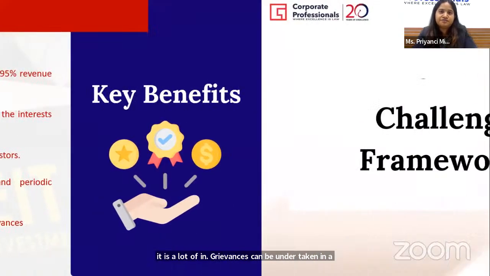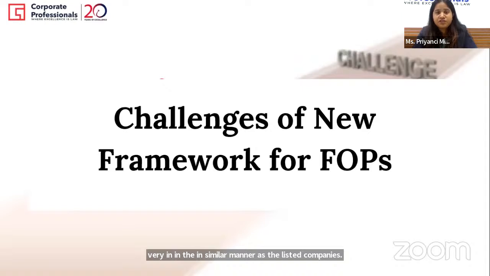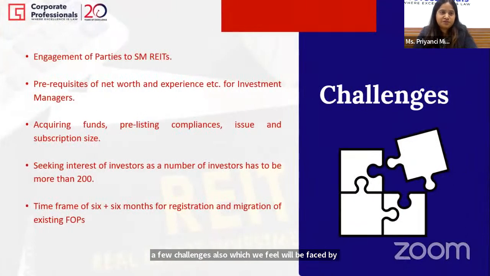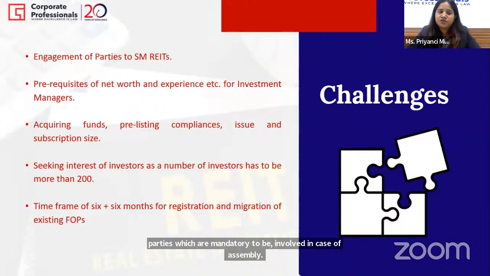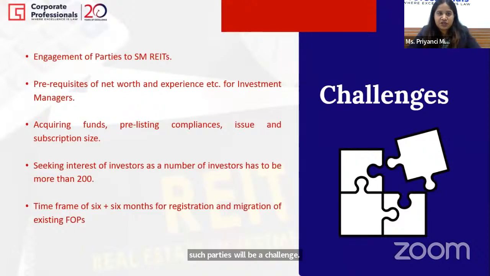Now, with the benefits come challenges. There are a few challenges which we feel will be faced by these FOPs while migrating to the concept of SM REITs. First is the engagement of parties, since certain parties are mandatory in the case of SM REITs, like the trustee and investment manager. Engagement of such parties will initially be a challenge. Also, since there is a net worth criteria and experience requirement to be met by the investment manager, meeting those criteria will initially be a challenge. Prerequisites of net worth and experience, that we just talked about.